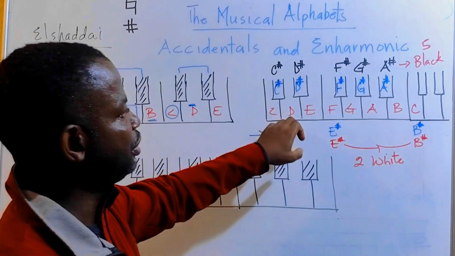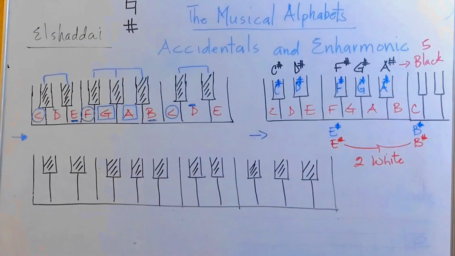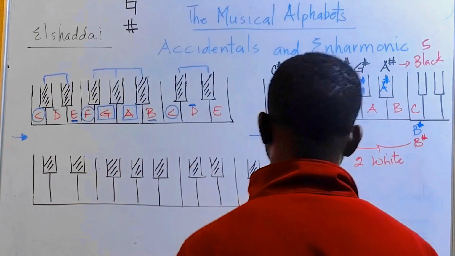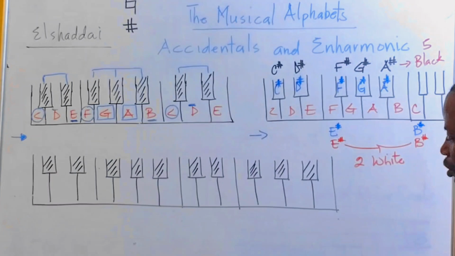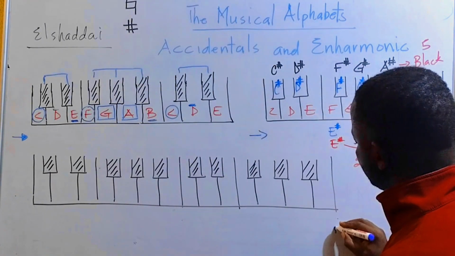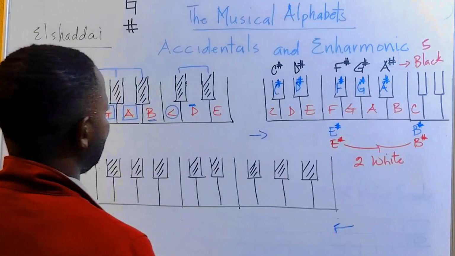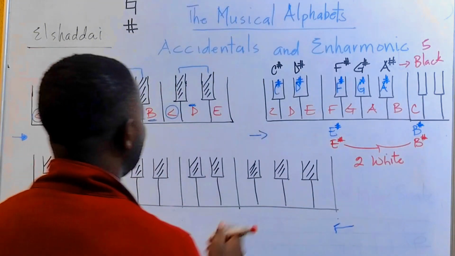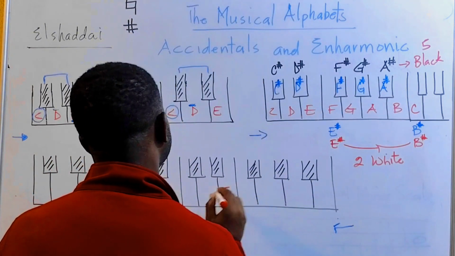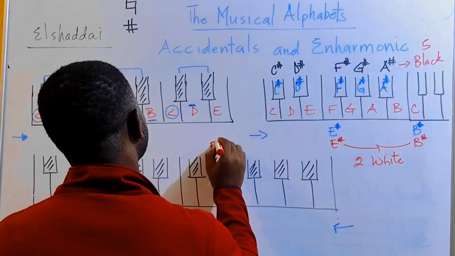So we just discussed the sharp. And now we're going to discuss the flat. The flat is the nearest key on the left. So the flat comes from this direction. Now with the flat, we're going to start with E flat. So we're going to place E flat. This one is E flat.